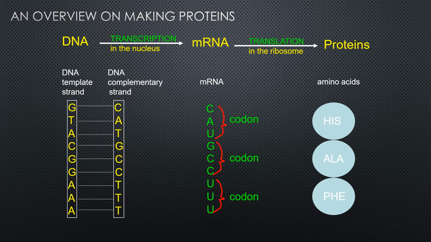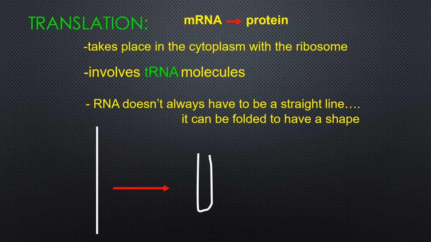Okay, but the next part that we're moving on to is translation. Translation happens in the ribosome. So we are taking mRNA codons and producing amino acids in order to line them up to make a protein. So the translation portion is when we take the messenger RNA and from it make a protein. This is taking place in the cytoplasm with the ribosomes. So ribosomes are in our cytoplasm. And it involves our second type of RNA, which is tRNA, which stands for transfer RNA.